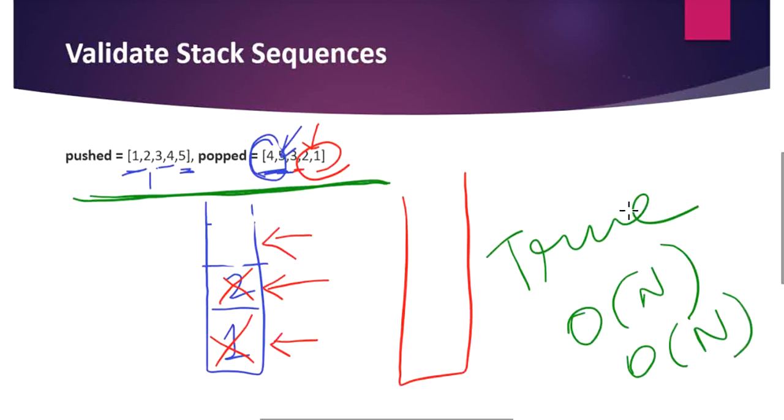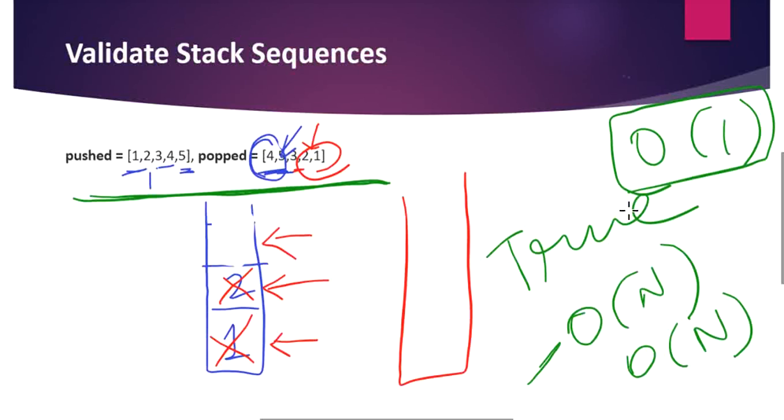So here the question is, how do we do it in constant space? Of course we have to iterate both arrays to find whether they are valid pushed and popped sequences, so it is definitely going to work in linear time. But we can do this without the help of an external stack and make it work in constant space complexity. So how do we do it?